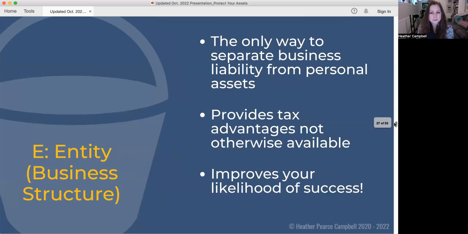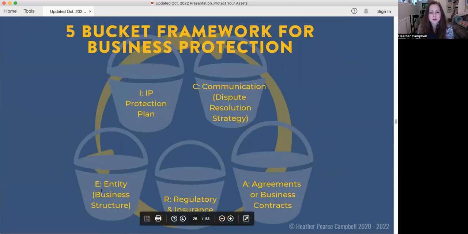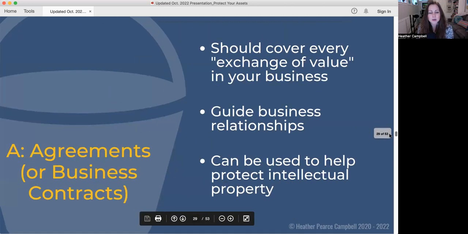So back to the visual, right? We've talked about entities, we've talked about regulatory and insurance. Now, A, which is the agreements or business contracts, right? What we didn't talk about here, which I will touch on before we move on from this bucket, is all the variety of areas that these apply, right? We mentioned independent contractors. You want to have your core client services covered by an agreement. Maybe you have multiple services. You want an agreement that either covers both of them or separate agreements that cover the variety of services.